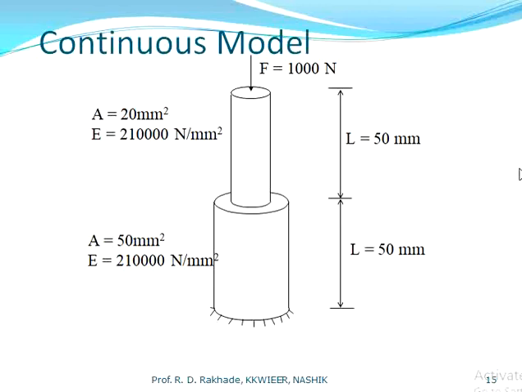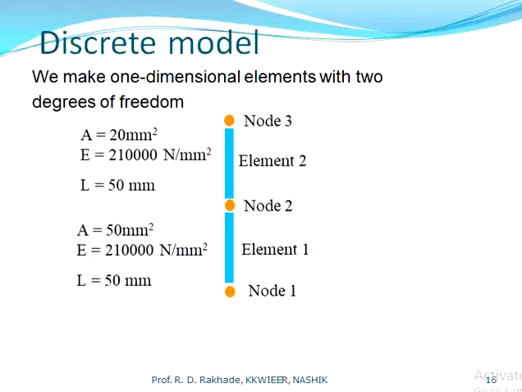So for a continuous model, we already solved such types of problems in strength of materials. This is a very simple problem, having two bars, called a single step bar, with the top end having a 1000 Newton compressive force and the other, bottom end fixed. Length 50, 50, area of both elements is given, and Young's modulus is also given. Then the same continuous problem we can convert into a discrete model, meaning convert it into elements and nodes.